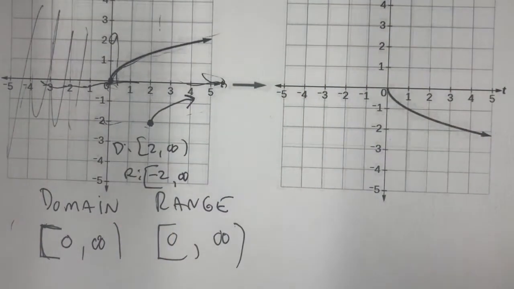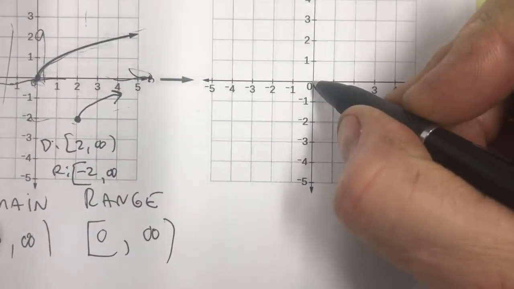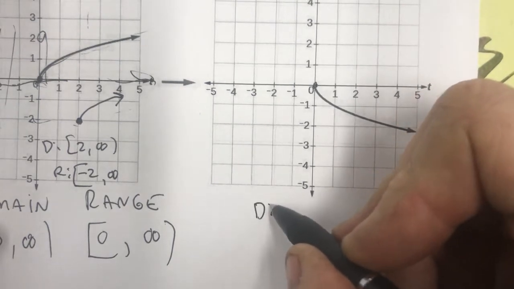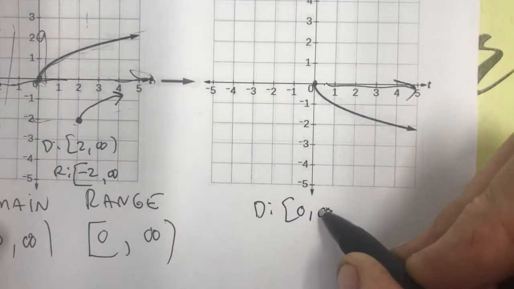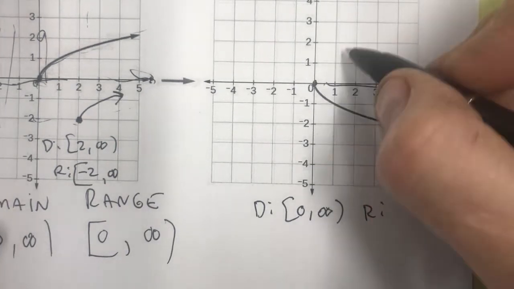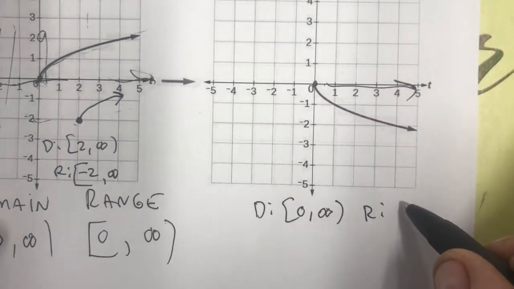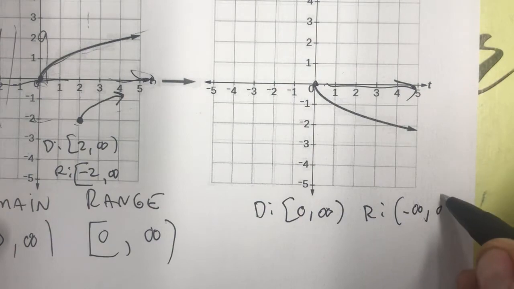So that'd be my domain and range. This one, my domain starts here at 0. We do include it, and it goes that way forever. My range, going up and down, well, it goes down forever, so it'd be negative infinity, but the highest value it goes up is 0.